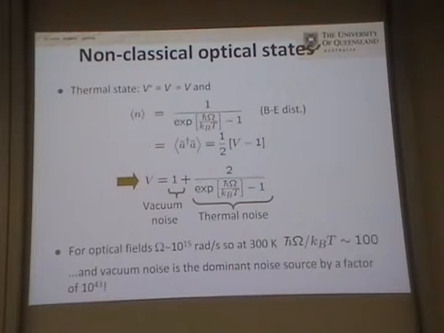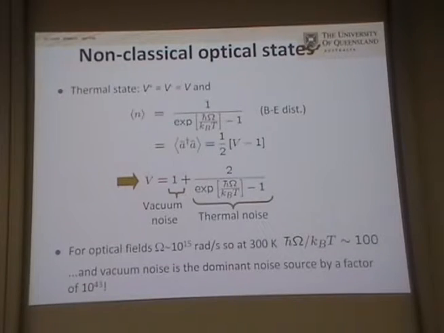So if I plug in numbers from an optical field, then what I find is the frequency is around 10 to 15 per second, temperature is about 300 Kelvin, so that ratio is 100. If I plug that in, I find that the vacuum noise dominates the thermal noise by a factor of 10 to the 43. So essentially, for quantum optics, we absolutely don't care about thermal noise. If you have a mode in free space, the fact that it's at 300 Kelvin, the chance that that thermal energy can put a photon in the mode is just completely negligible.